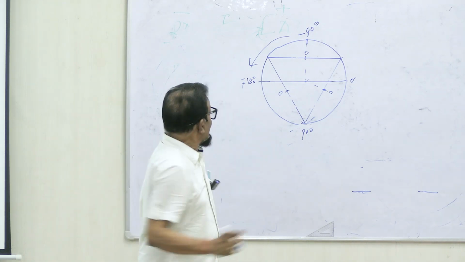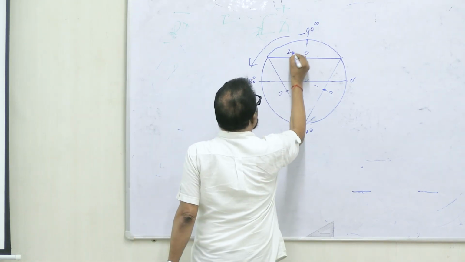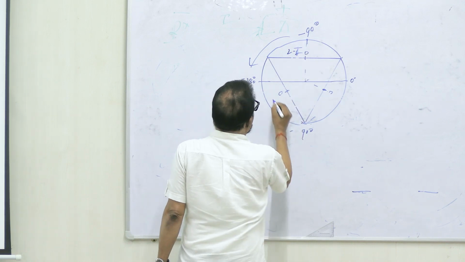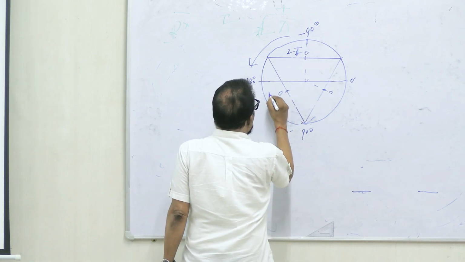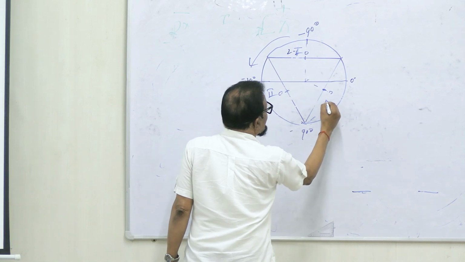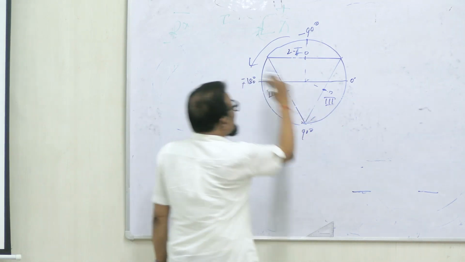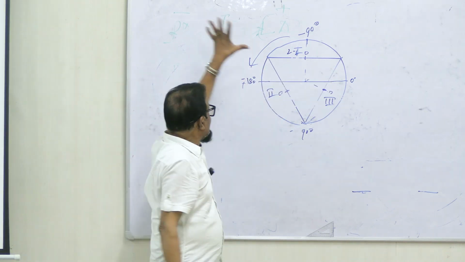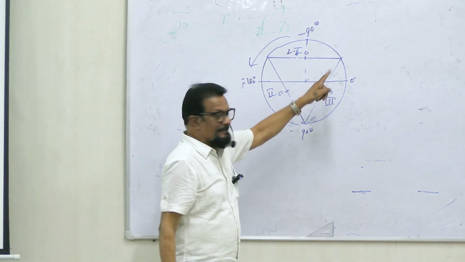Now, this is lead 1. Sorry, this is lead 1. This is lead 2 and this is lead 3. Isn't it? This is the Einthoven triangle. So this is lead 1, this is lead 2 and this is lead 3.